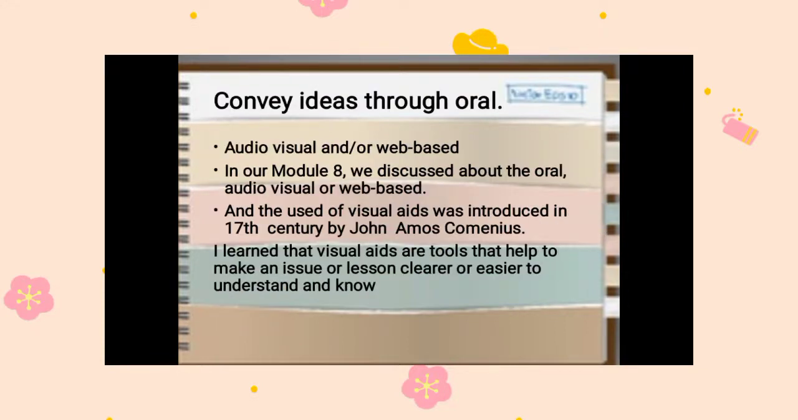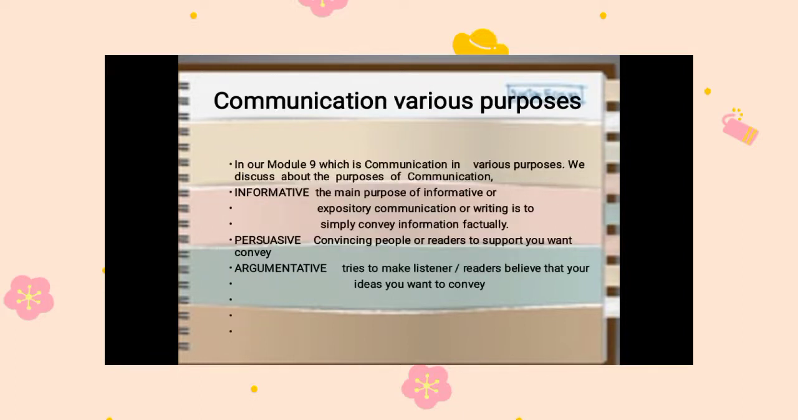And our Module 8 is convey ideas through oral, audio, visual, and or web-based. In our Module 8, we discuss the oral, audio, visual, or web-based. The use of visual aids was introduced in the 17th century by John Amos Comenius. I learned that visual aids are tools that help to make an issue or relation clearer or easier to understand and know. And our Module 9, communication for various purposes.